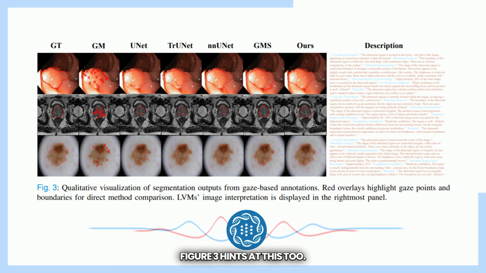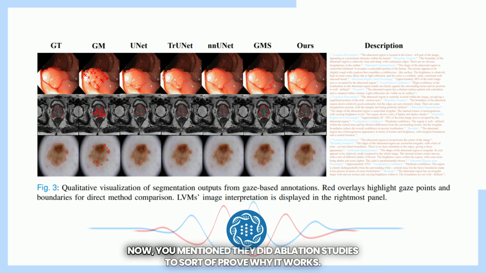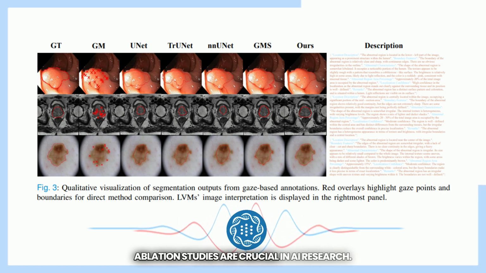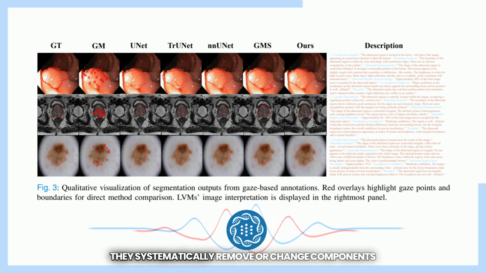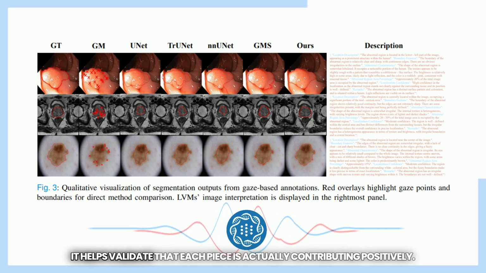Figure 3 hints at this too. That makes sense. It connects the human expert's focus to the AI's reasoning. Now, you mentioned they did ablation studies to sort of prove why it works. Yes, exactly. Ablation studies are crucial in AI research. They systematically remove or change components of the proposed system to see how performance is affected. It helps validate that each piece is actually contributing positively.